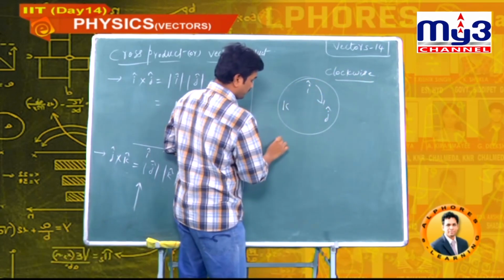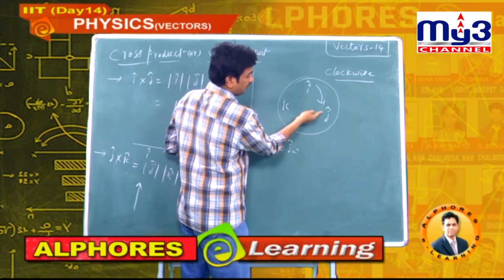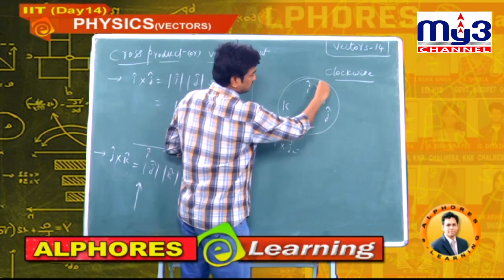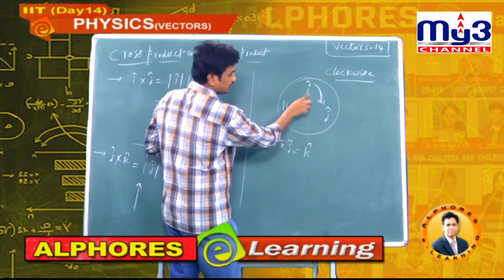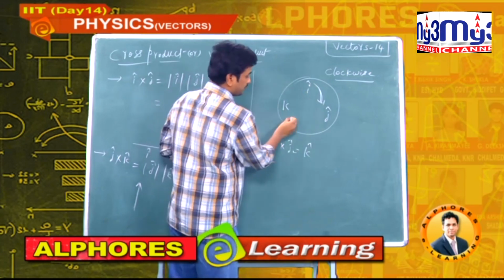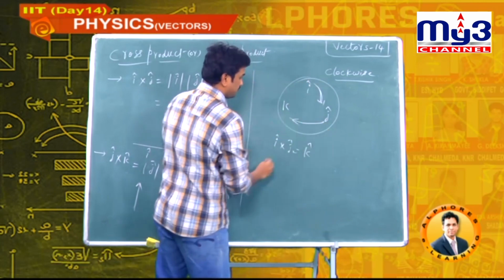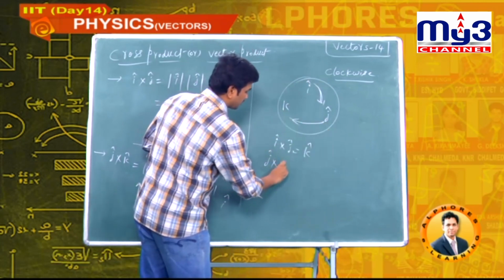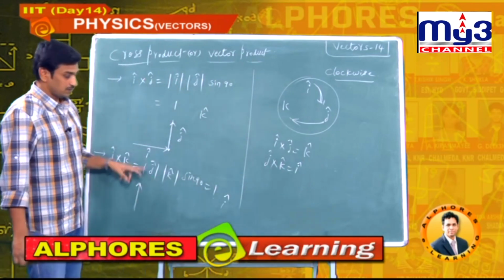Multiplying these two, i cap cross j cap. If you are multiplying clockwise, these two cross product answer is k cap. Next, these two cross product, the third one. Next, j cap cross k cap is i cap. See here, I already showed you.